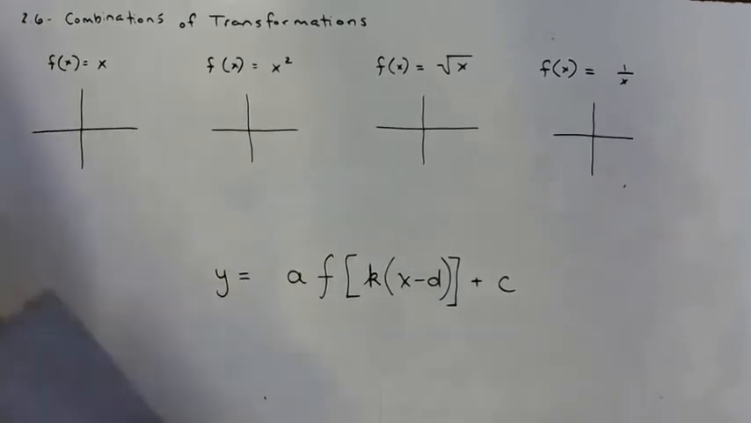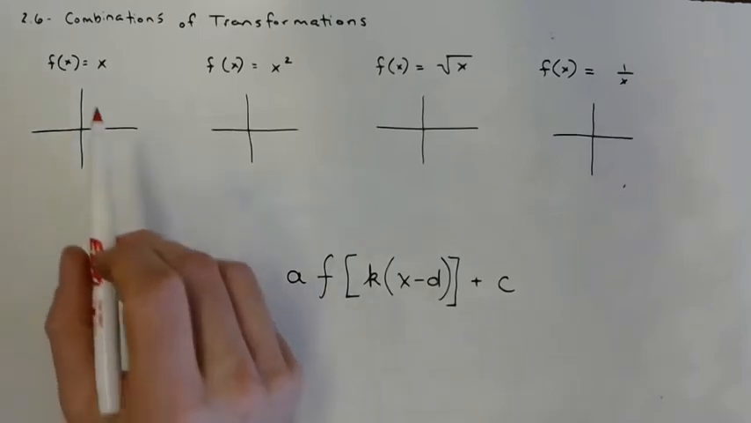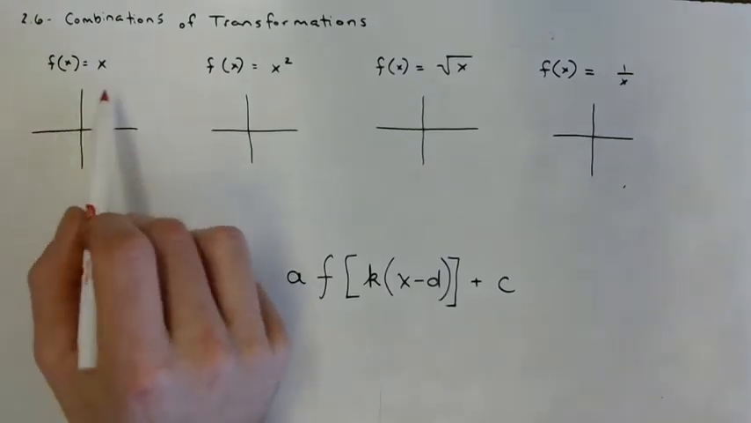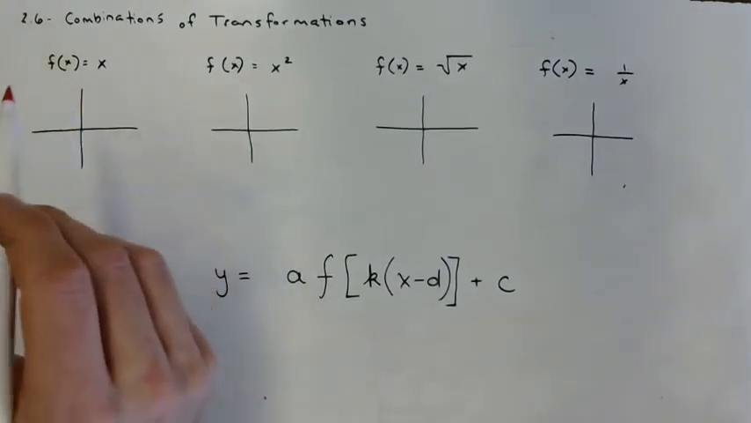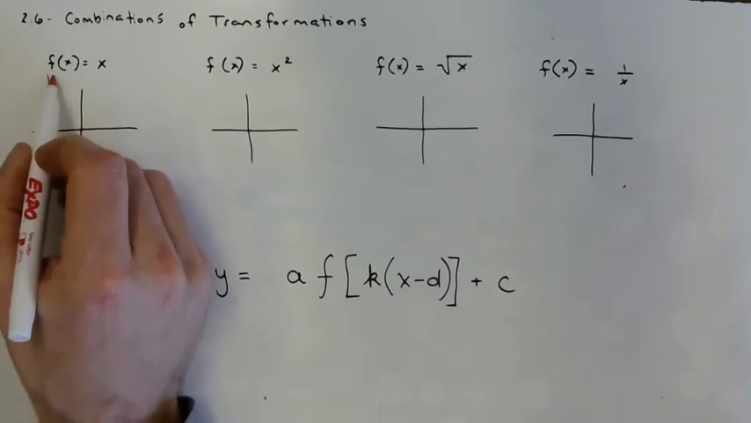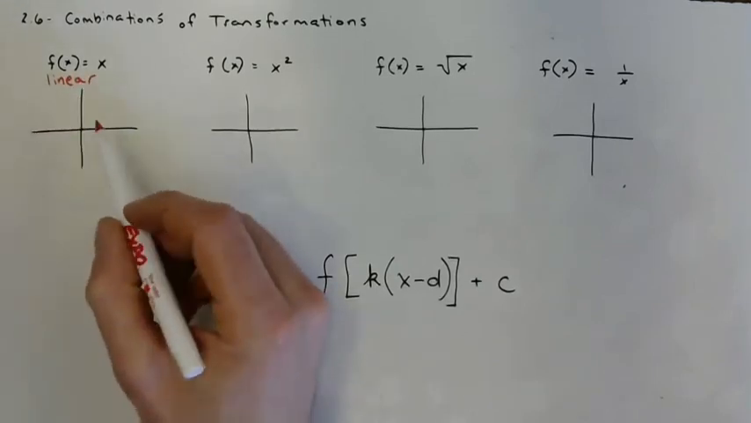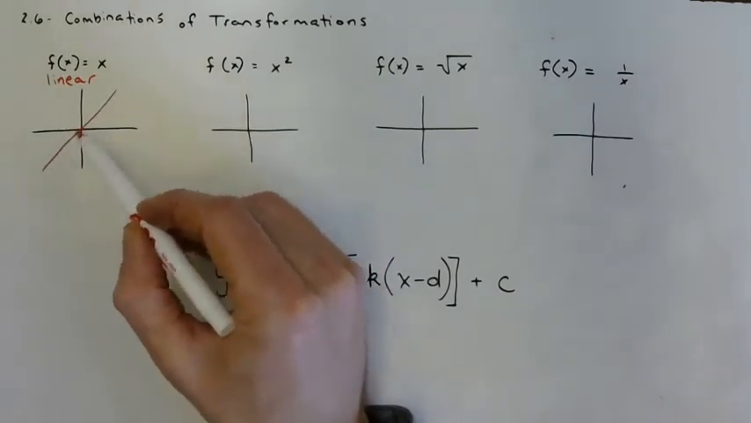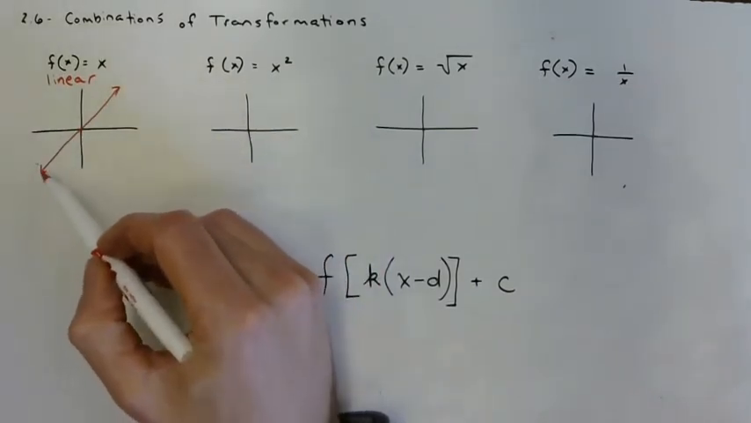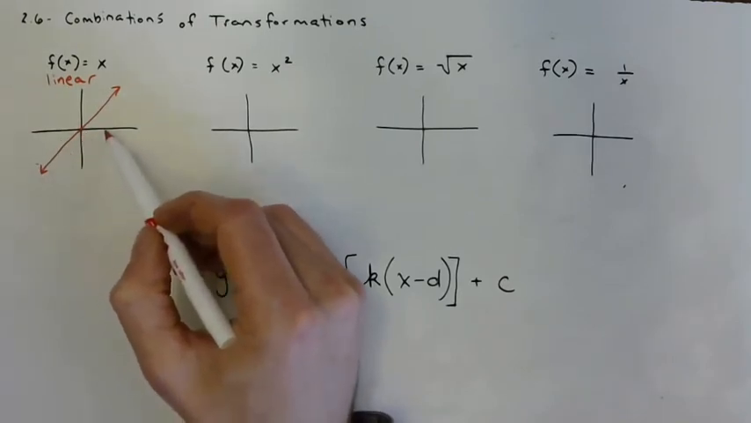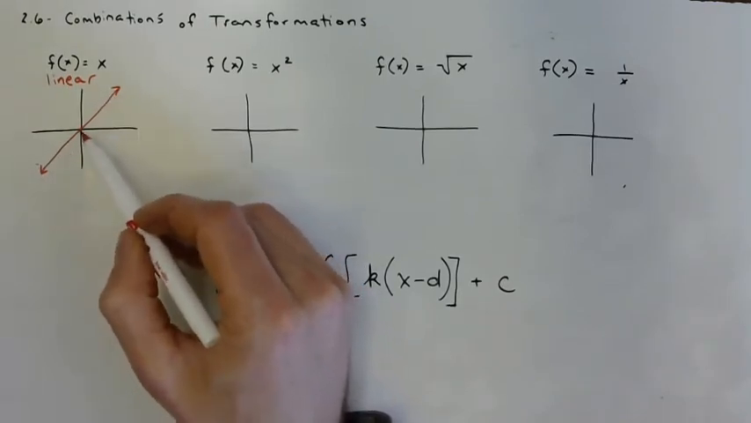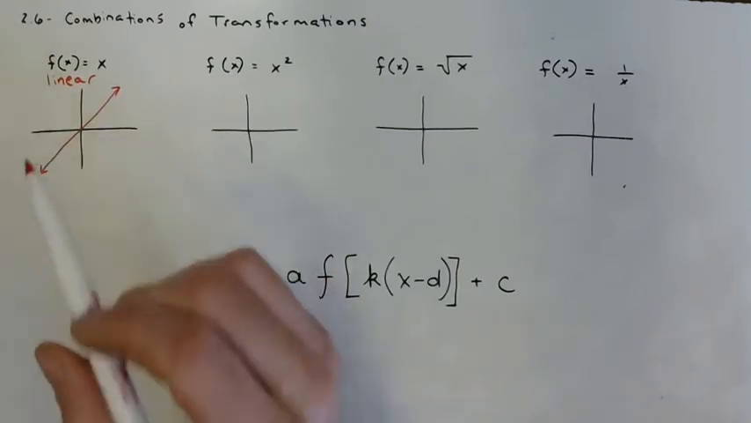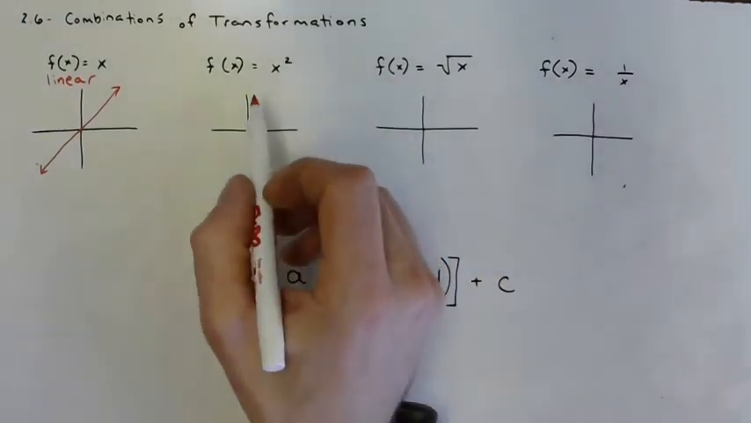But first, we're going to run through some of the basic parent functions here. So this is a type of function. Do you know what type of function this is? That is a linear function. And do you know what the function looks like? A straight line, goes through 0, 0, and y always equals x. So where x is 2, y is 2. Where x is 3, y is 3. Where x is negative 2, y is negative 2. Where x is negative 1,000, y is negative 1,000. Straight line.